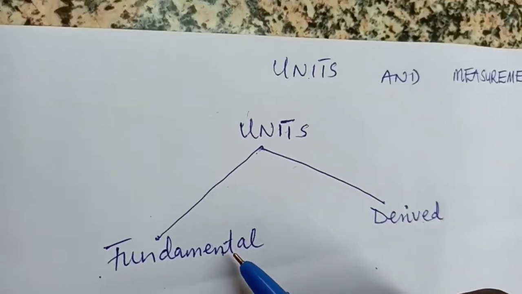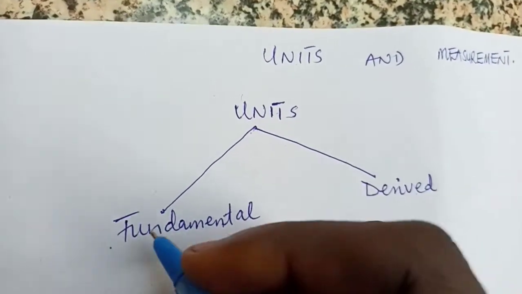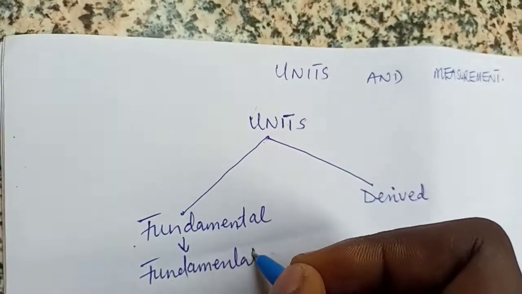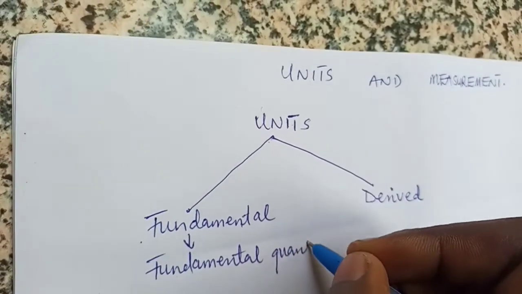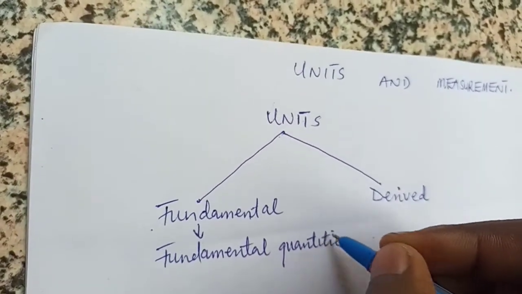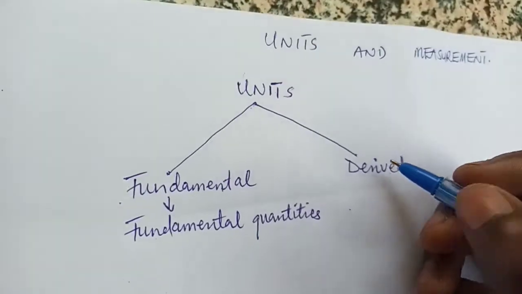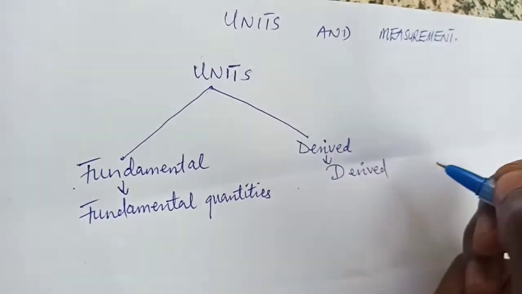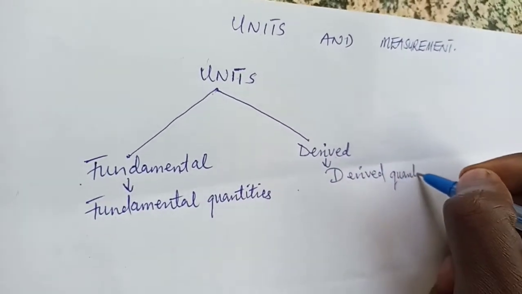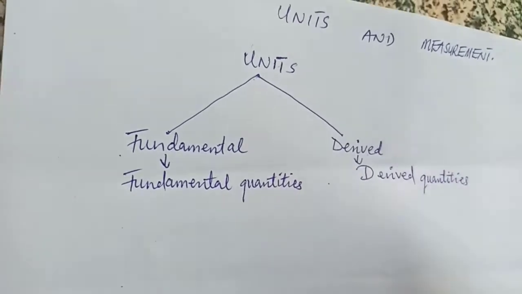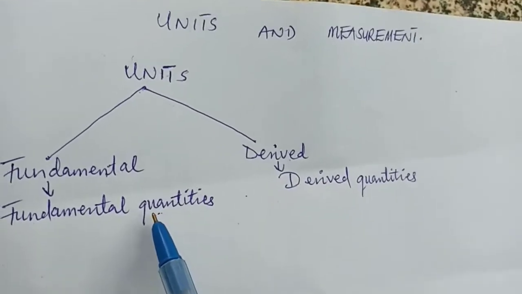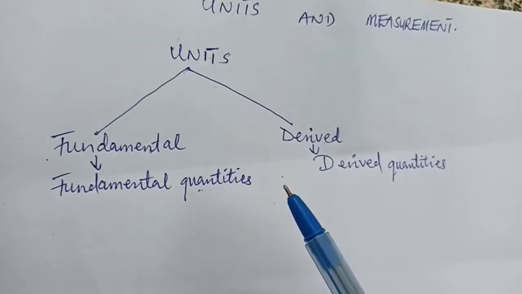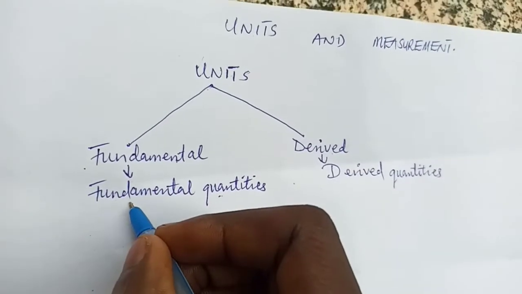When we say fundamental units, they are units associated with fundamental quantities. And as for derived units, they are the units associated with derived quantities. So when we say fundamental quantities, we are referring to quantities that are independent, quantities that do not depend on any other quantity. They depend on themselves. And they are 7 in number.